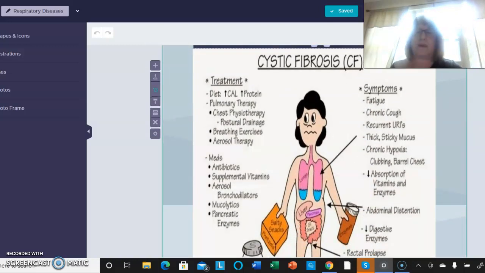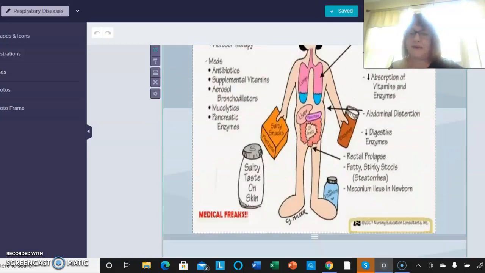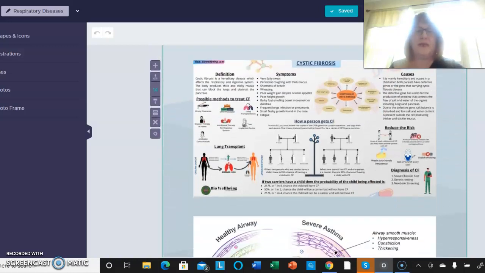The treatment: any child with cystic fibrosis has a diet that's increased in calories and protein. Chest physiotherapy, breathing exercises, medications, vitamins, bronchodilators, pancreatic enzymes. And this is just an overview of the picture of cystic fibrosis. It gives you the definition and the causes, the risk, diagnosis, everything that we covered already.